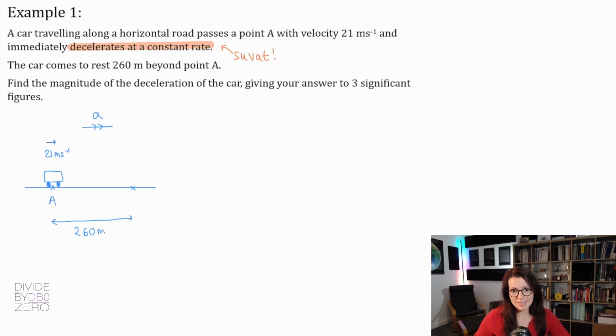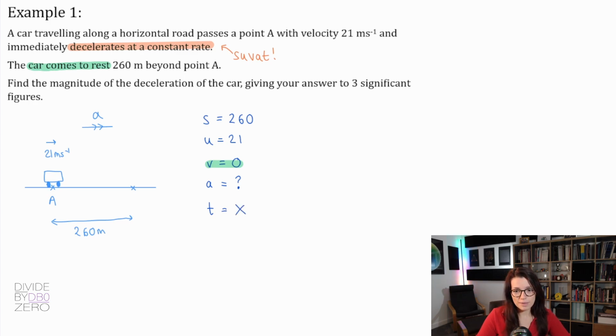So now we're ready to write down suvat and fill in what we know. So S, U, V, A, and T. In this case, we want to know the deceleration. So I'd put a question mark next to the A and then see what else I could fill in. So we know displacement in this case is 260 meters. Initial velocity is 21 meters per second. It then says the car comes to rest. So that's going to tell us that the final velocity is 0. We're not given anything about time, and we're also not interested in finding the time, so we can put a cross next to the T.